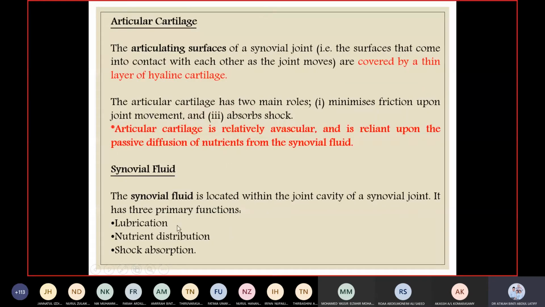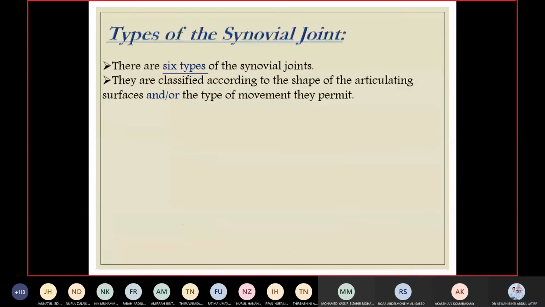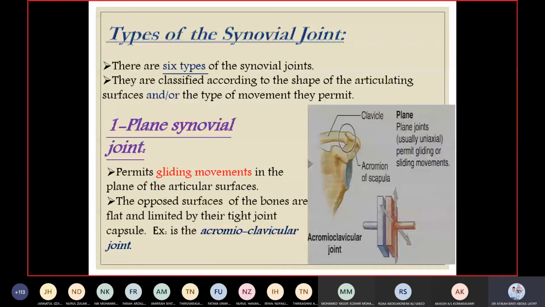Okay, so synovial fluid is located within the joint cavity of a synovial joint. The three main functions are for lubrication, nutrient distribution, and also shock absorption. Types of synovial joint. So the synovial joint is further divided into 6 types according to their movement. Okay, so the first type is the plain synovial joint. So in the plain synovial joint, there is only gliding movement that can occur. Okay, so very little movement, only gliding.